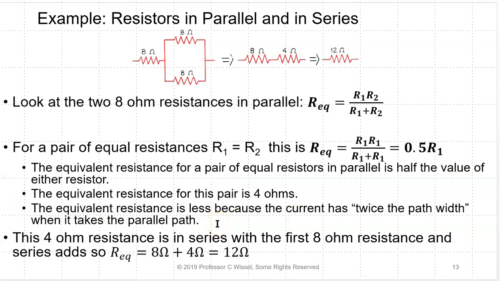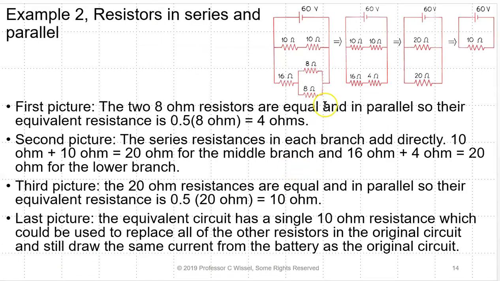The equivalent resistance, of course, is less because the current has twice the path width, so it has half the resistance. This 4 ohm resistance is now in series with the 8 ohm resistor, this one over here, and so that adds. So it's 8 plus 4 is 12 ohms, so that'd be the equivalent resistance of this group. Okay, now we're going to do this group.